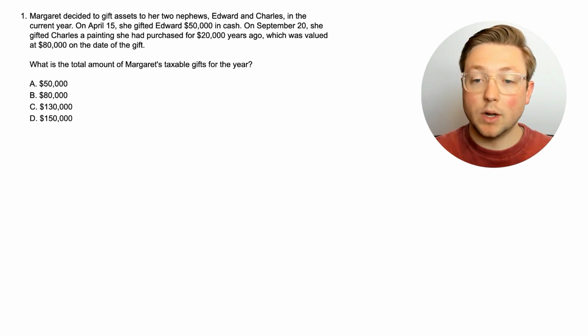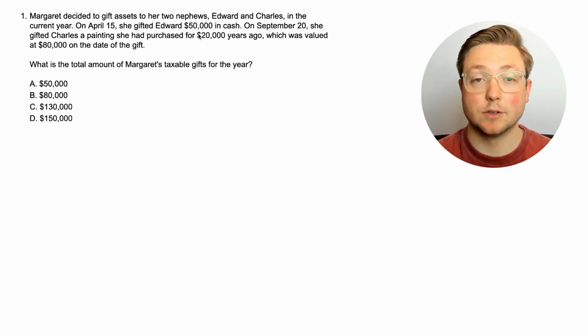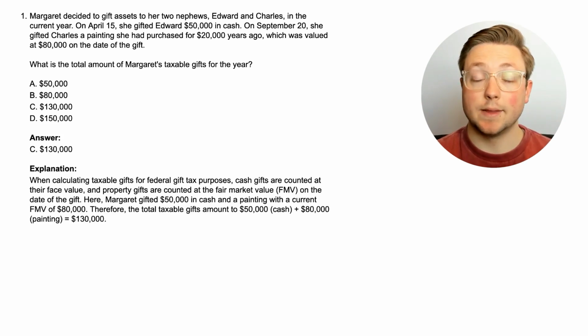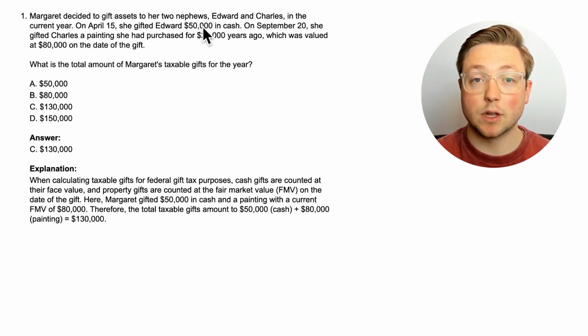Okay, so what of these amounts, and there's not too many numbers here, what is the amount of gift that will be taxed for her in the current year? So if you don't know how this works, that's okay. We're going to go straight into the answer to start learning how this works. Okay, and the answer is $130,000. So that looks like it's the $50,000 of cash and the $80,000 fair market value.